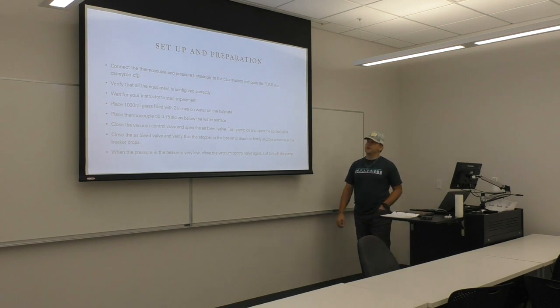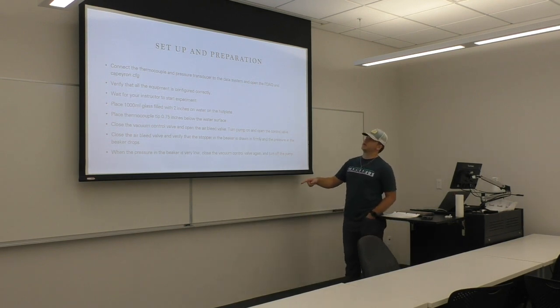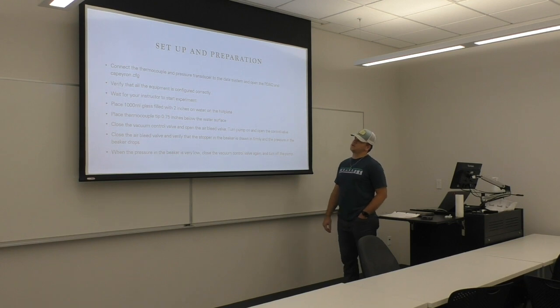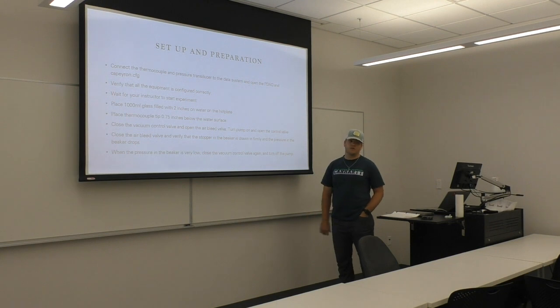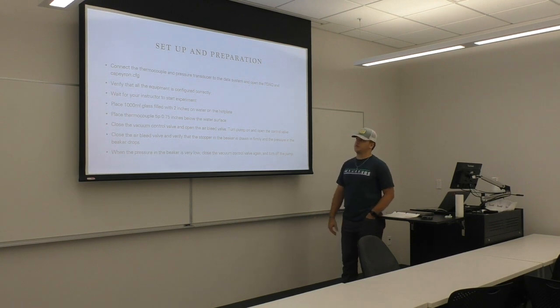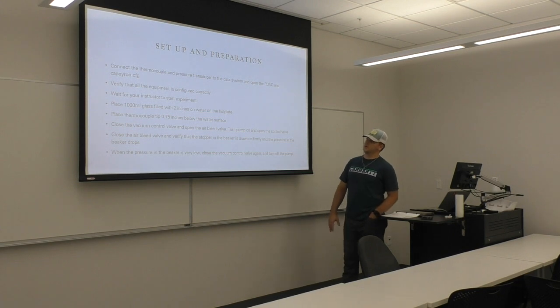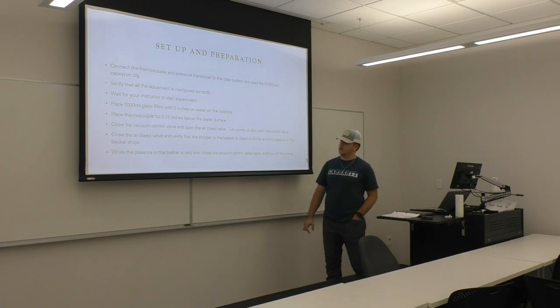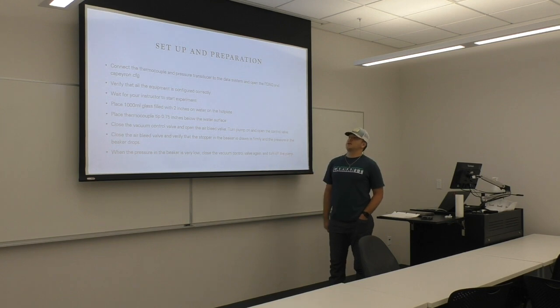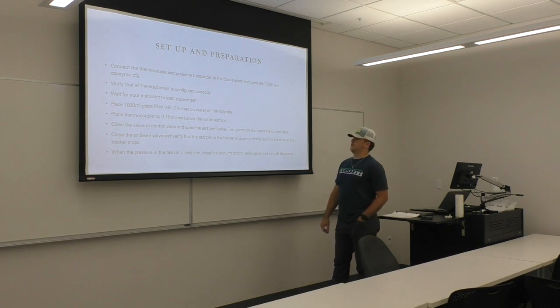So the setup and preparation of the experiment. So first you're going to connect the thermocouple and the pressure transducer to the data system and open up the PDAC. And then you're going to make sure all of your equipment is connected correctly and reading the right measurement. And then you just wait for your instructor to start the real experiment. So once it gives you the okay, you're going to place the beaker filled with 2 inches of water on the hot plate and place your thermocouple in the water. And then you're going to close your vacuum valve, open the air bleed valve, turn on the pump, and then open the control valve back.